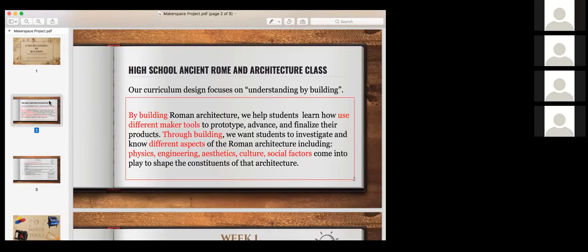And the second level of this understanding by building is that through building, we propose five aspects that we hope students will weave into their design and building projects. Those five aspects are physics, engineering, aesthetics, culture, and social factors. That is to say, on the surface, we as designers or course instructors will help and encourage students to build different Roman architecture. But behind it, the deeper meaning is that through this building project, we will help and motivate students to explore these five different aspects as they are building their respective projects.